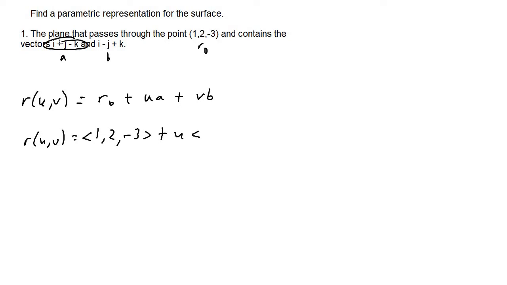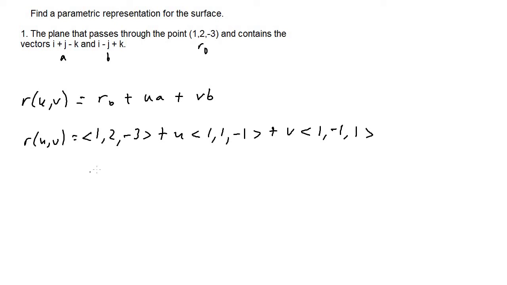Now a is going to be i plus j minus k, so in component form, that would be (1, 1, -1). And then we have plus v times b. The vector b is i minus j plus k, so in component form, that would be (1, -1, 1).